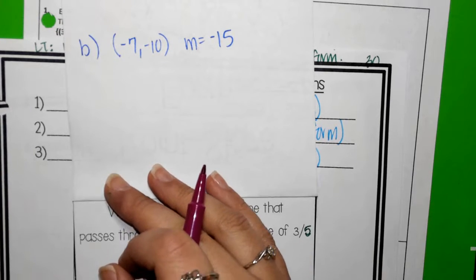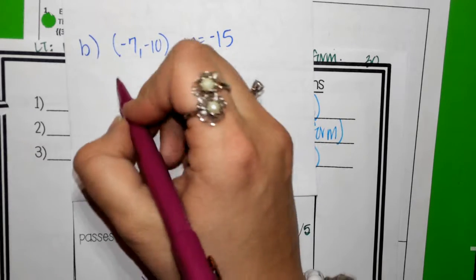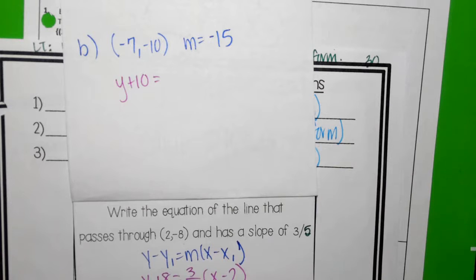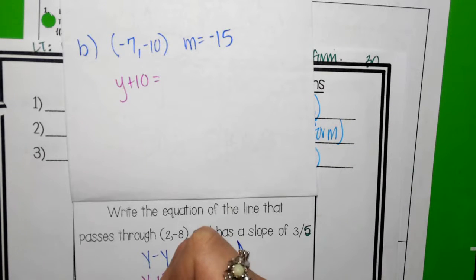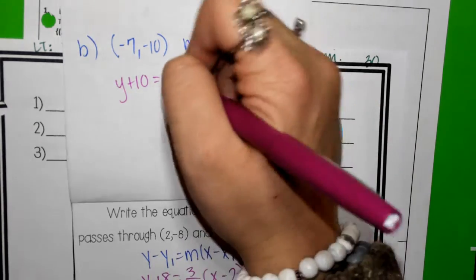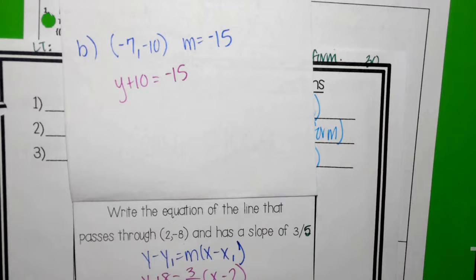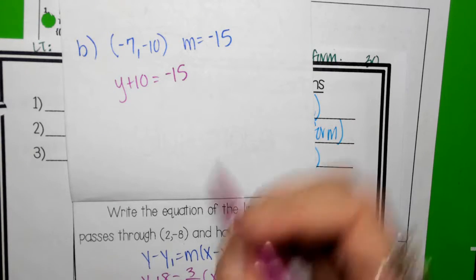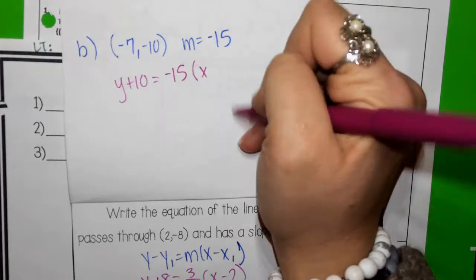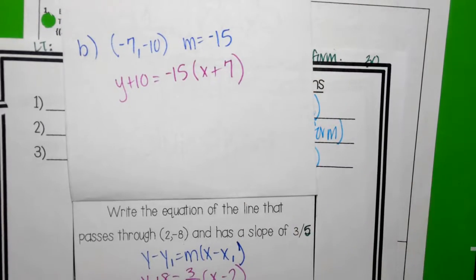Mackenzie, tell me how you started the problem. Y plus 10. All right, Mitchell, what did you write next? Look at your paper. Tell me what you wrote next. I didn't work it out. I thought we just wrote down the problem. Okay, team, help him. Negative 15. And what comes after negative 15? Open parentheses. And then? X. And then? Plus. And then? 7. Look at us go.